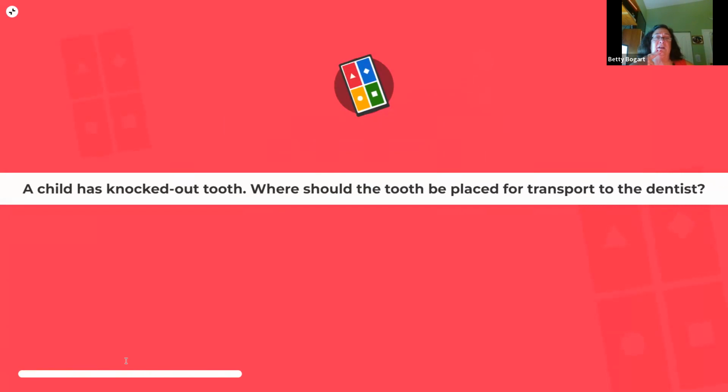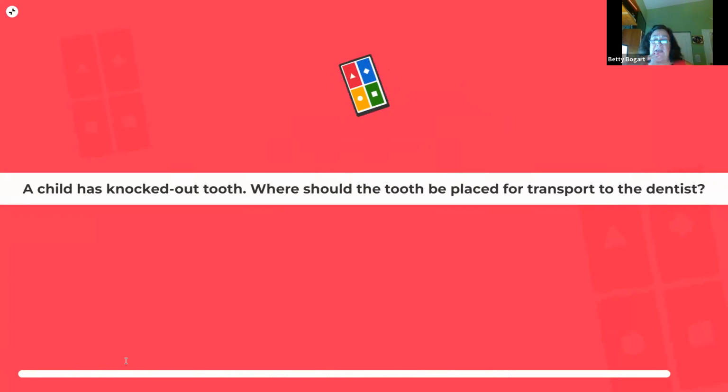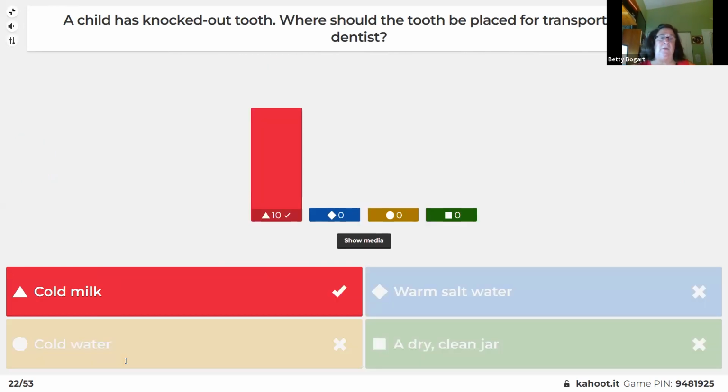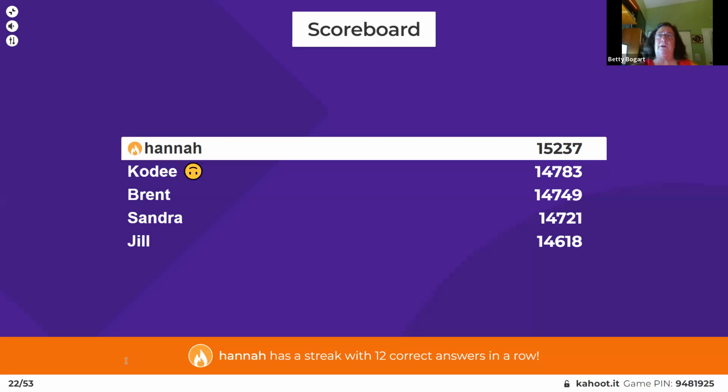A child has a knocked out tooth. Where would you place that tooth for transport to the dentist? Because you can go to a pediatric dentist or you can go into a pediatric emergency room. There's a children's hospital, use it. So it's cold milk for sure. Cody, you're back on fire.